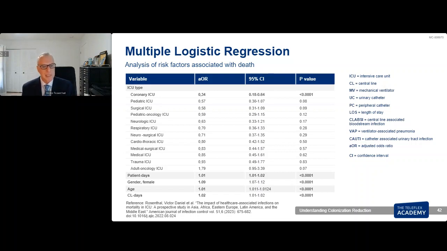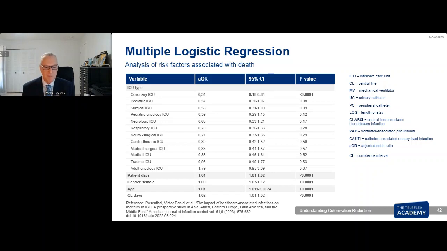In this particular case, with no significant p-value. Again, the same situation, you see patient days, the odds ratio is 1.01, meaning that there is a risk there because it's above 1. And meaning that for each day the patient is hospitalized, the risk of mortality increases 1%, meaning that if the patient is hospitalized 100 days, most probably the patient will die.